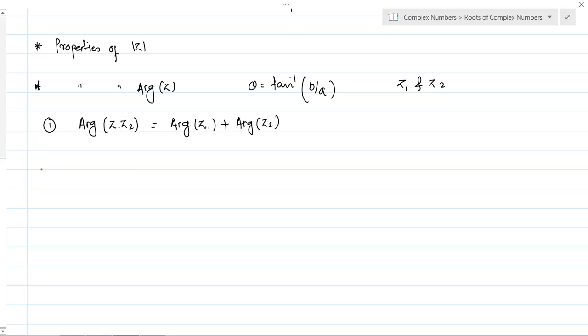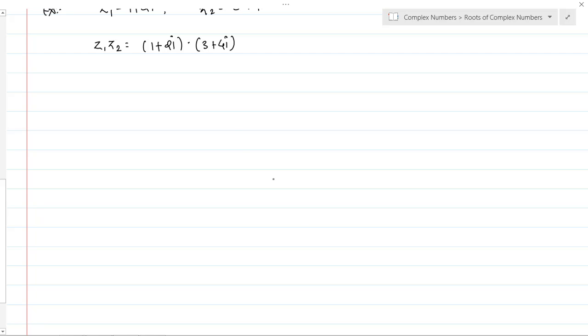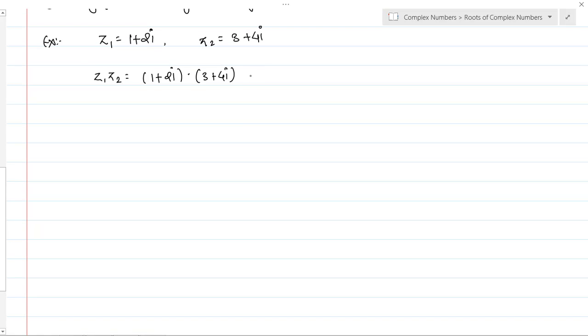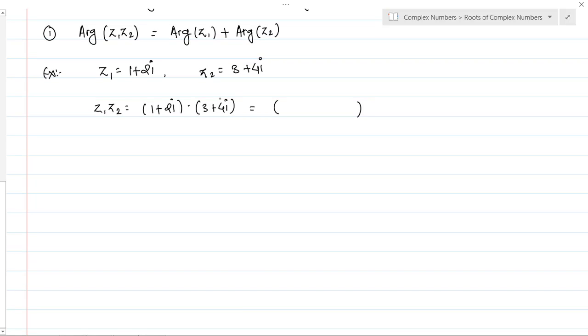For example, suppose z1 is equal to 1 plus 2i and z2 is equal to 3 plus 4i. Then what will be z1 into z2? z1 into z2 is 1 plus 2i into 3 plus 4i. If you open this, you will get one simple complex number. Now the argument of this z1 z2 is equal to argument of z1 plus argument of z2.